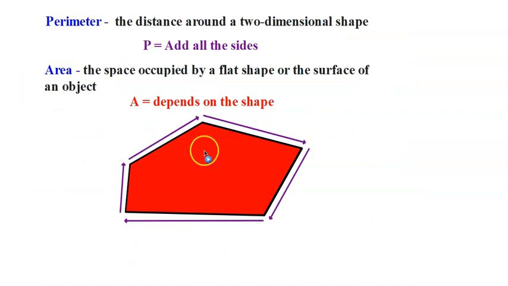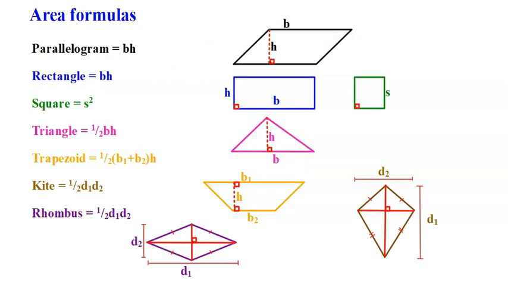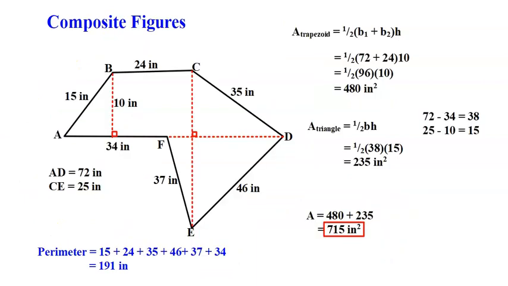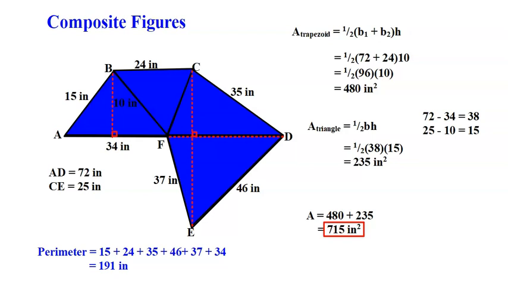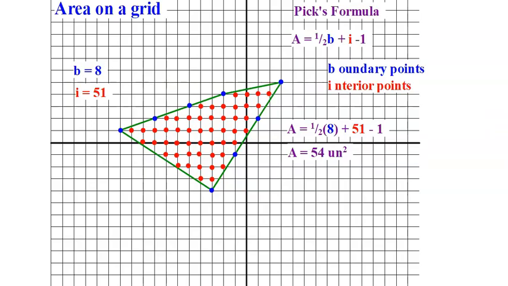So just to review, area is the space occupied by a flat surface, a flat shape. Perimeter is the distance around it all. Perimeter is really easy, just add them all up. Area, you're going to have to use one of these formulas, unless it is a composite figure, in which case you're going to have to use 2 or more of those formulas. All right. And then there is, of course, Pick's formula, which is amazing.